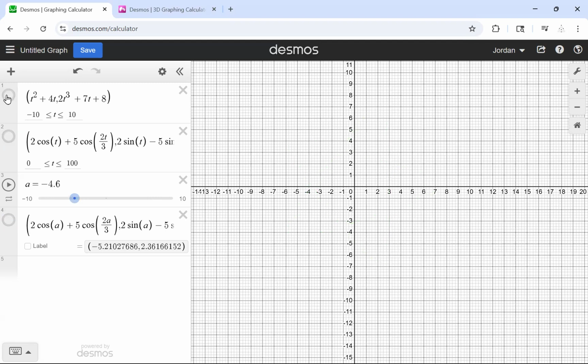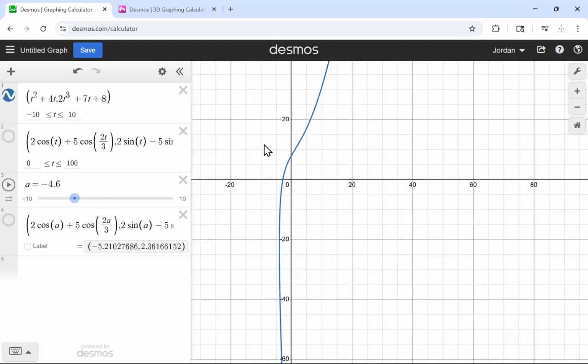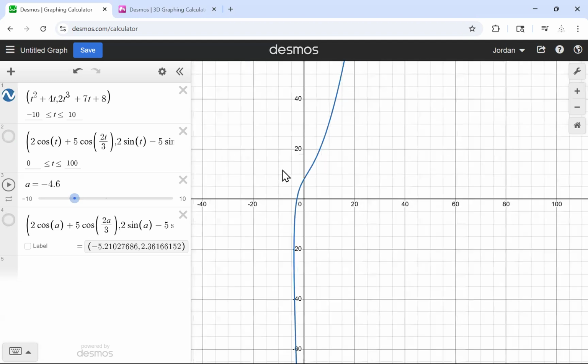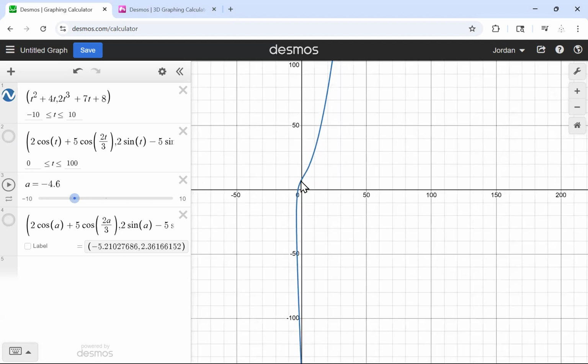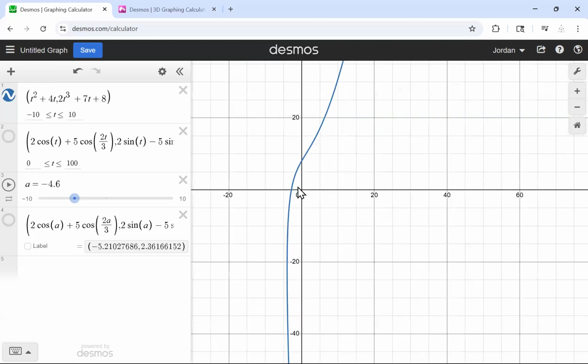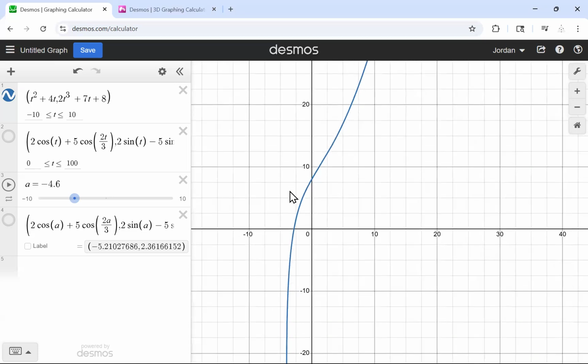That was also true in my previous function, or my previous curve. This was not a function either. All right, you can see it's not a function because it fails the vertical line test. So in the previous example, this was also a very good way to find first derivatives.